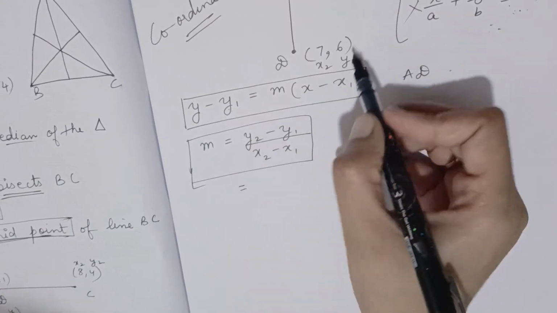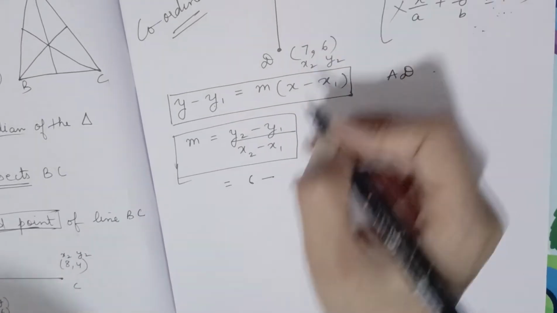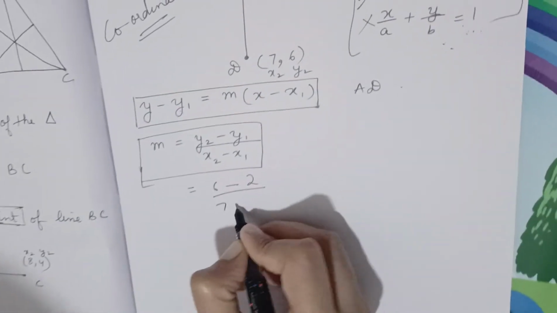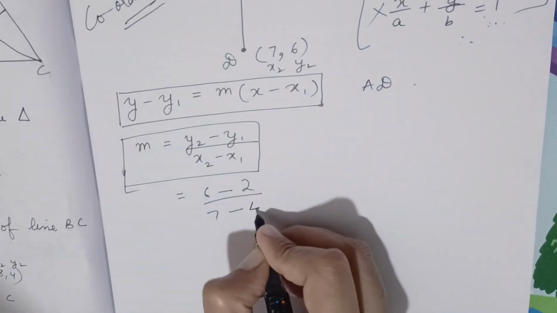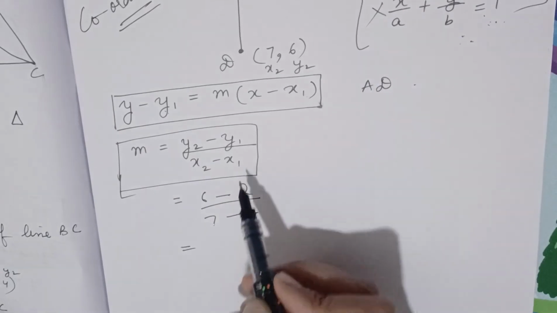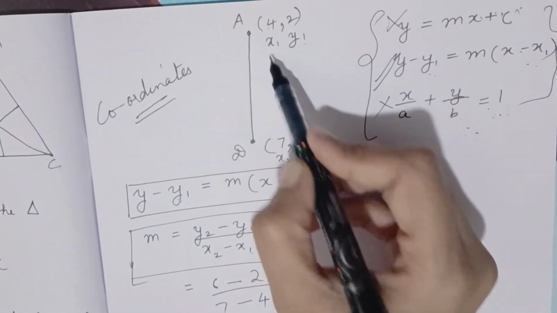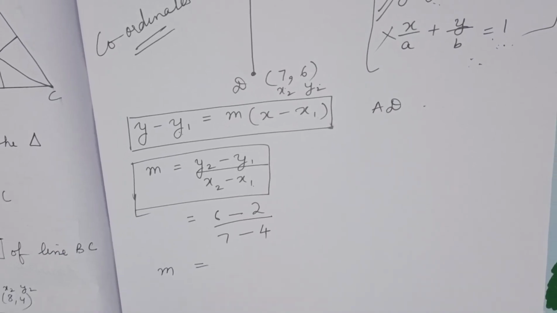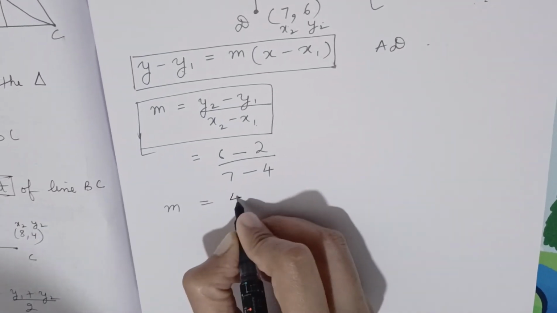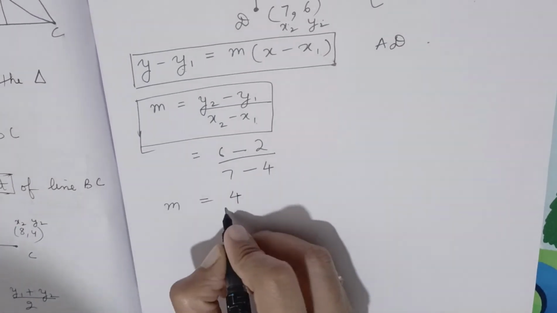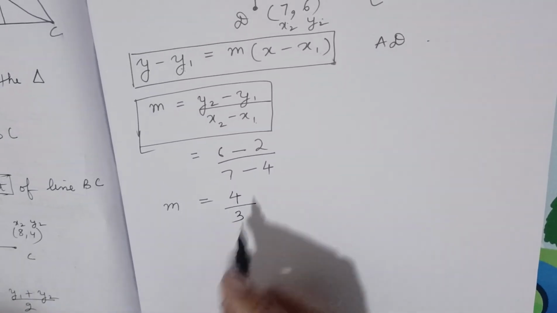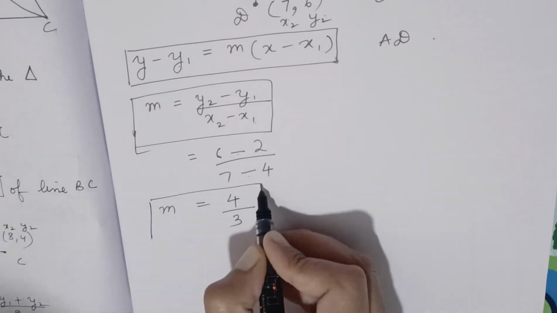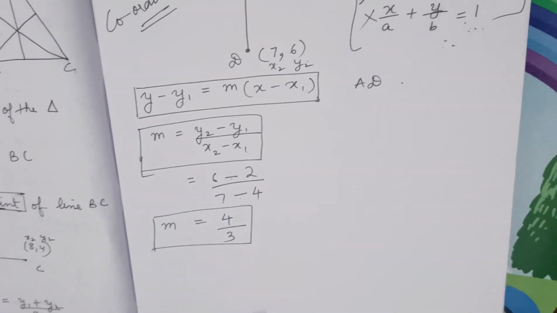So y2 is 6 minus y1 which is 2, x2 is 7 minus x1 which is 4. When we write it here, there won't be any confusion. Easily we are able to do it. You can see 6 minus 2 is 4, 7 minus 4 is 3. So we have found the slope. Slope is equal to 4 by 3.